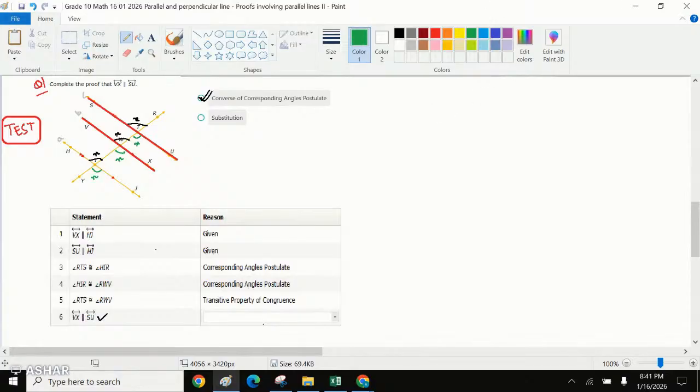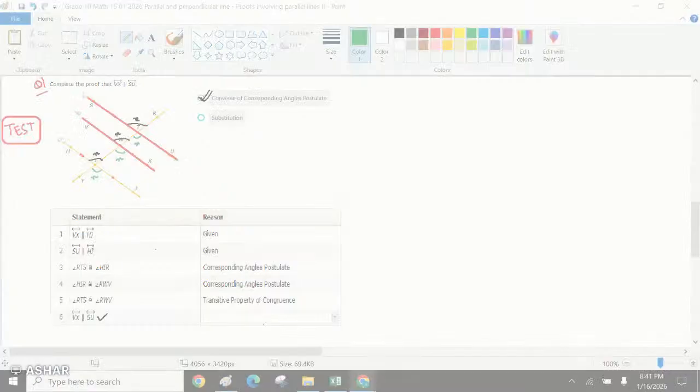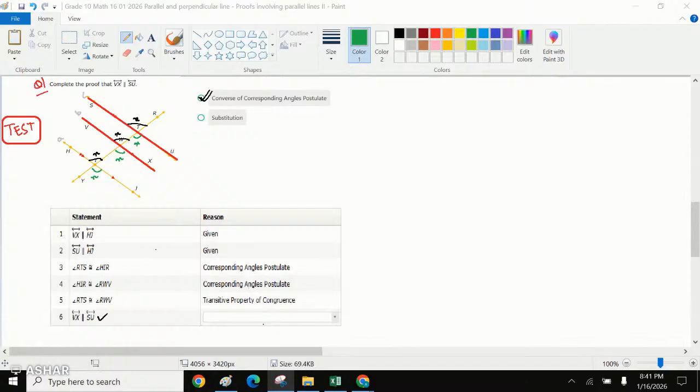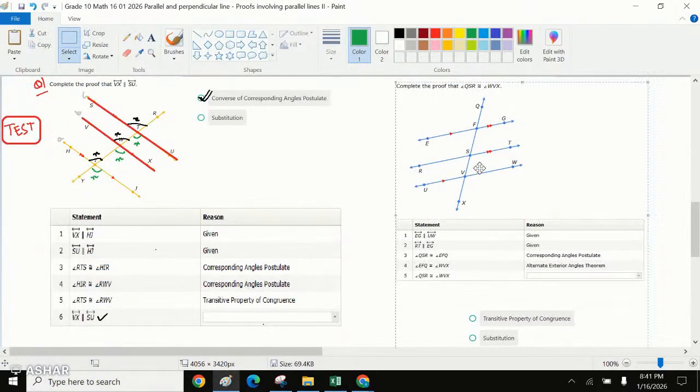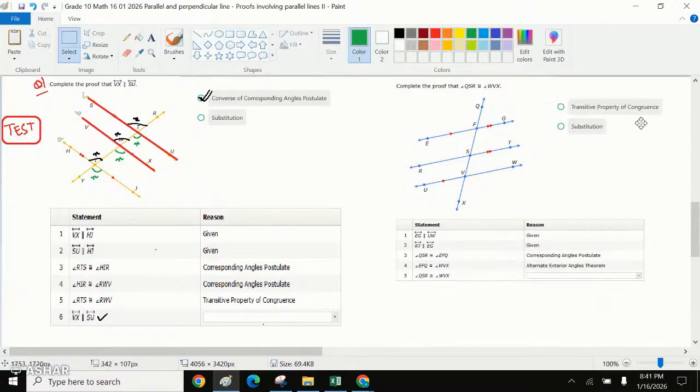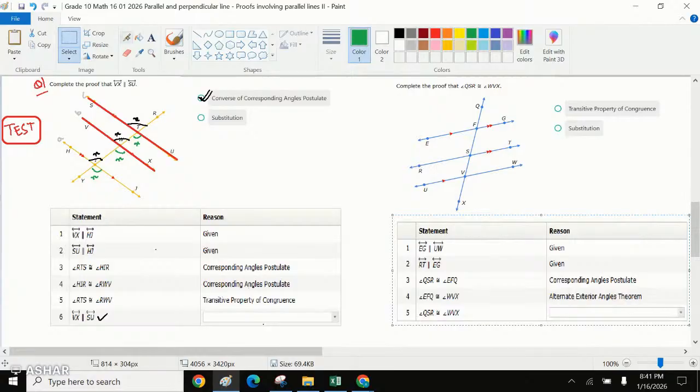Okay, let's look at another question, question number 2. They're saying complete the proof that the two angles QSR... I'll just copy, just give me a minute, please. We need to complete the proof where the given conditions are these two, and the statements given are these.